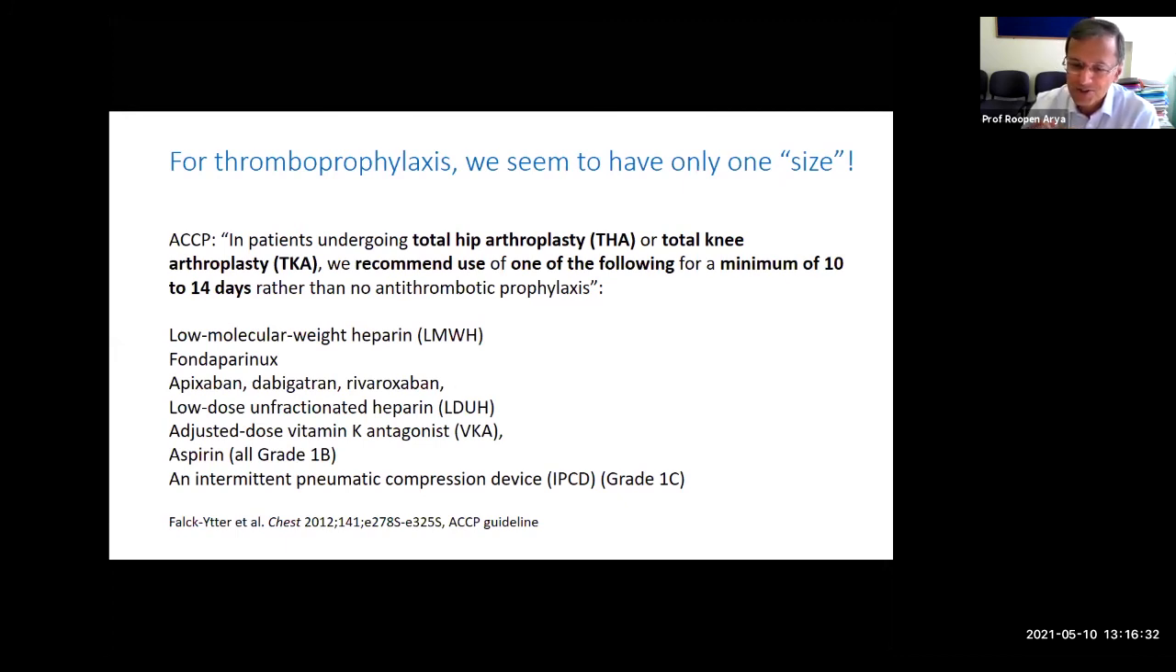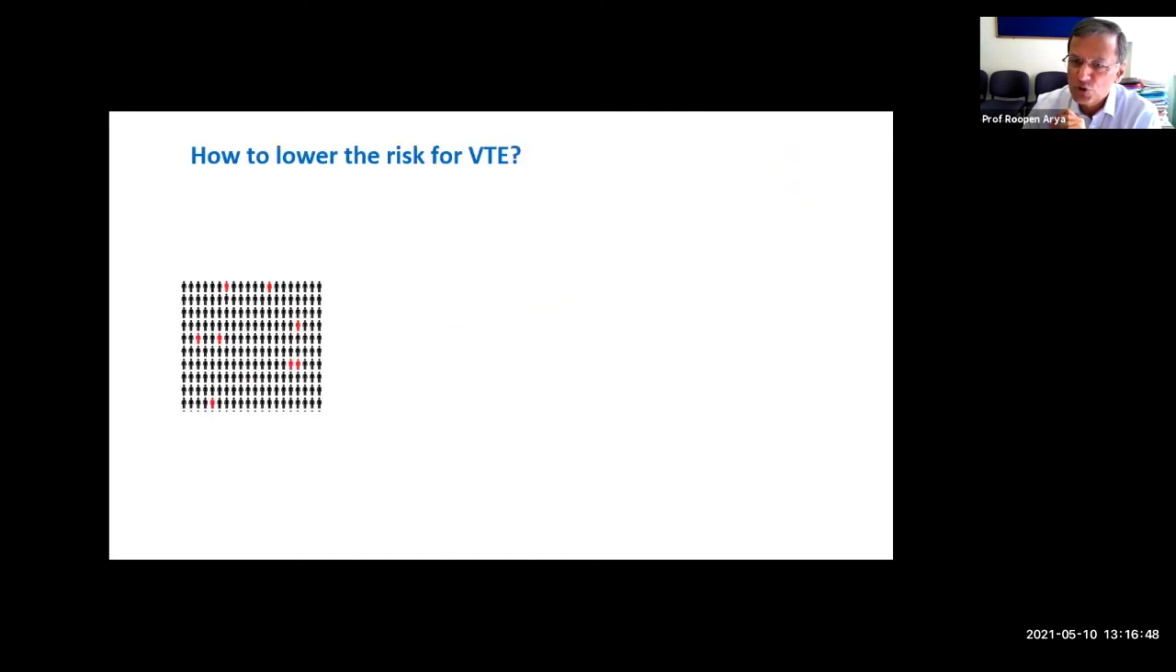So aspirin is being resurgent now, and we are waiting for the results of the PEPPER and the EPCAT-3 studies, which are looking at aspirin as the sole thromboprophylaxis. So we have a one-size-fits-all approach to thromboprophylaxis. So how can we further lower the risk of VTE?